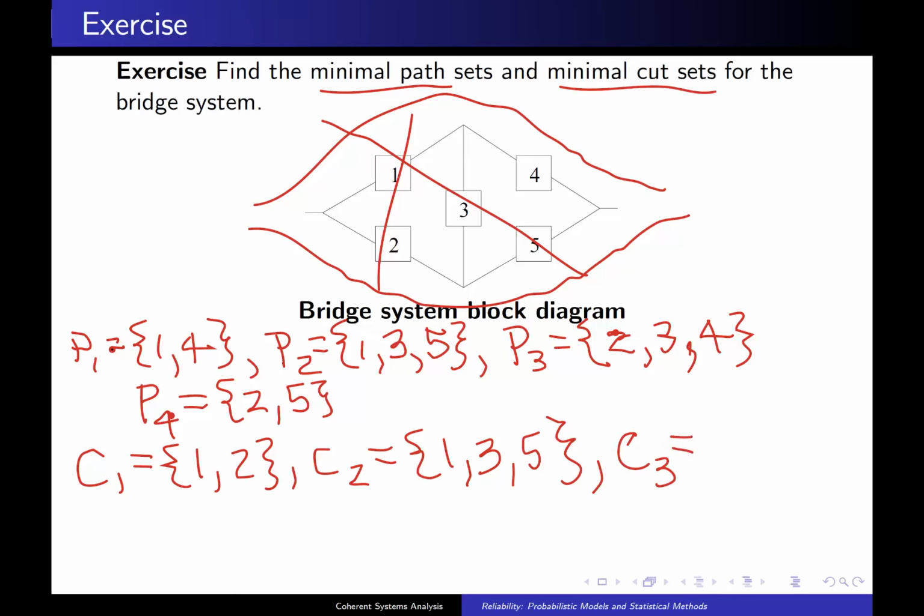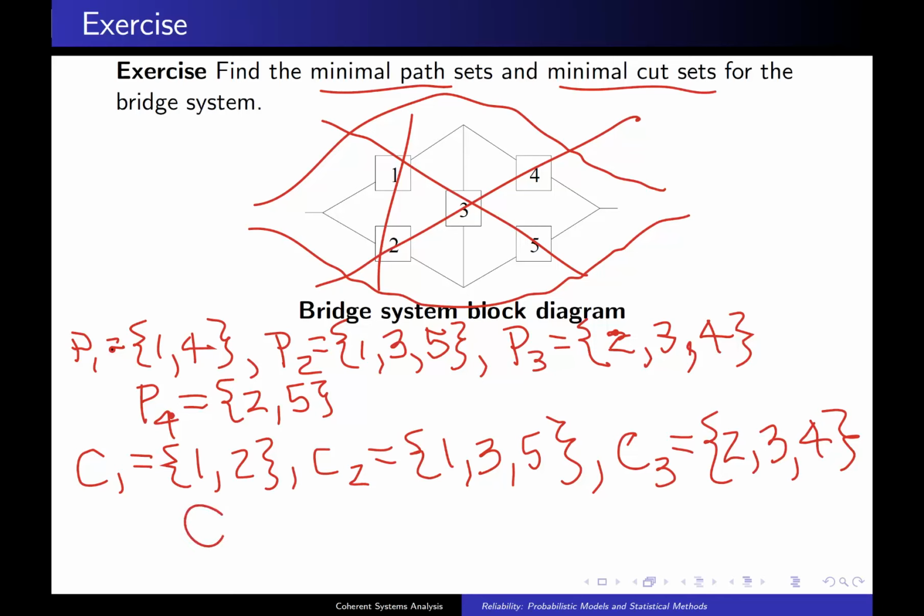C3, if I draw this line right here through 2, 3, and 4, if 2, 3, and 4 are all down, it doesn't matter what state 1 and 5 are in, the system is definitely down. So 2, 3, and 4 is a minimal cut set. And by the way, there's no problem that P3 is 2, 3, 4, and C3 also happens to be 2, 3, 4. That's not a problem.